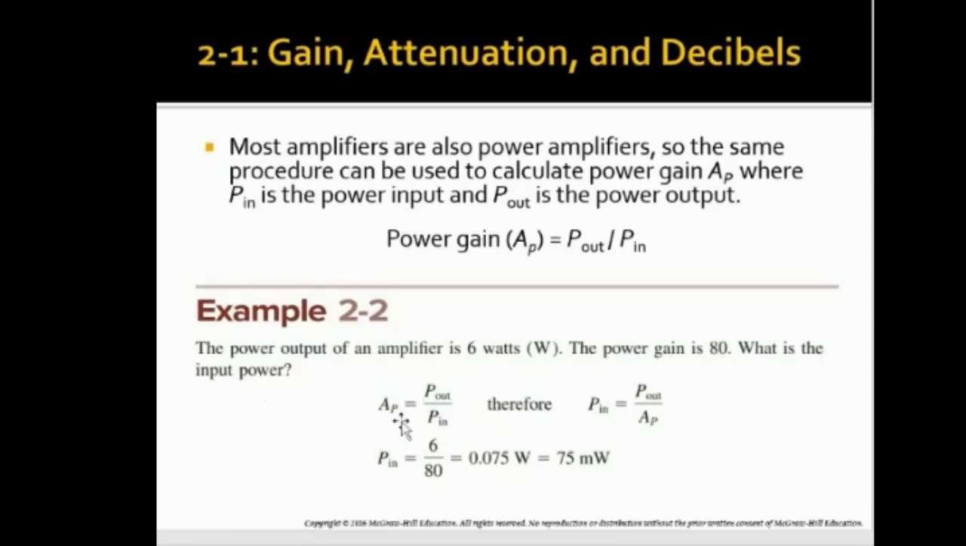Similarly, we have our equation, P out over P in, giving the gain. We can write P in equal to the output power divided by the amplifier gain. So we have 6 watts divided by 80, which gives 75 milliwatts input. That is how we can use it for power.